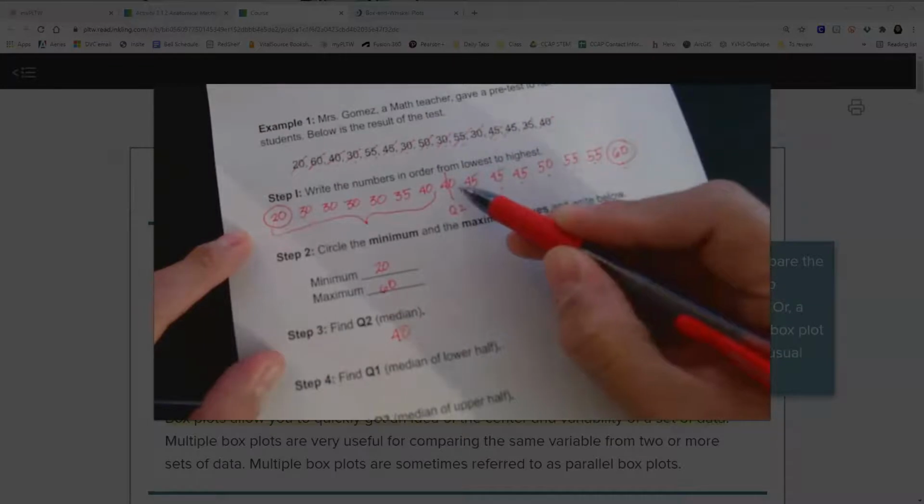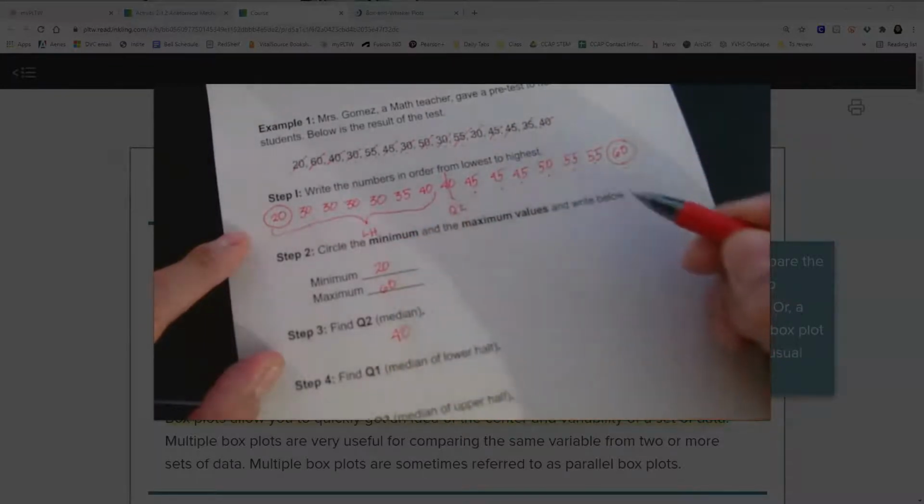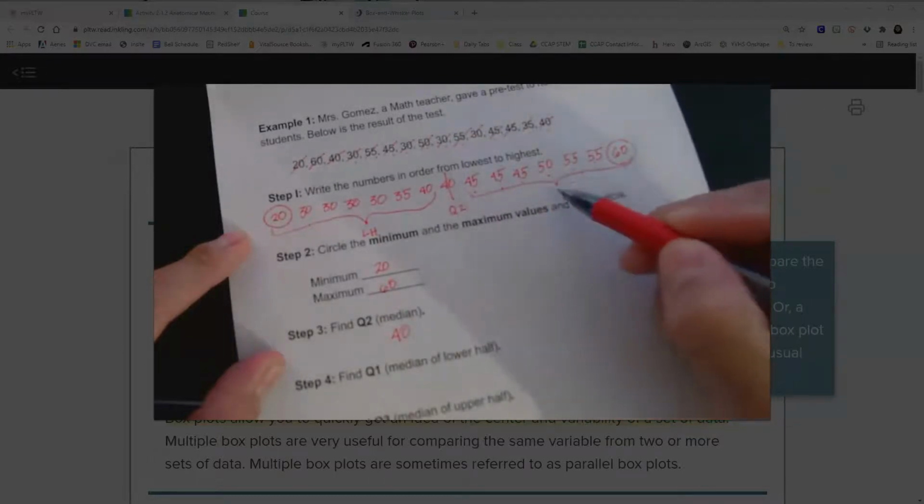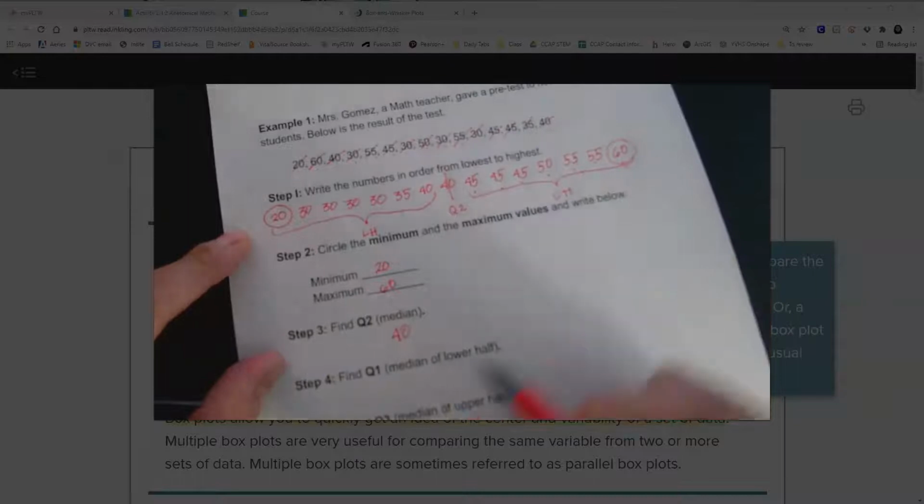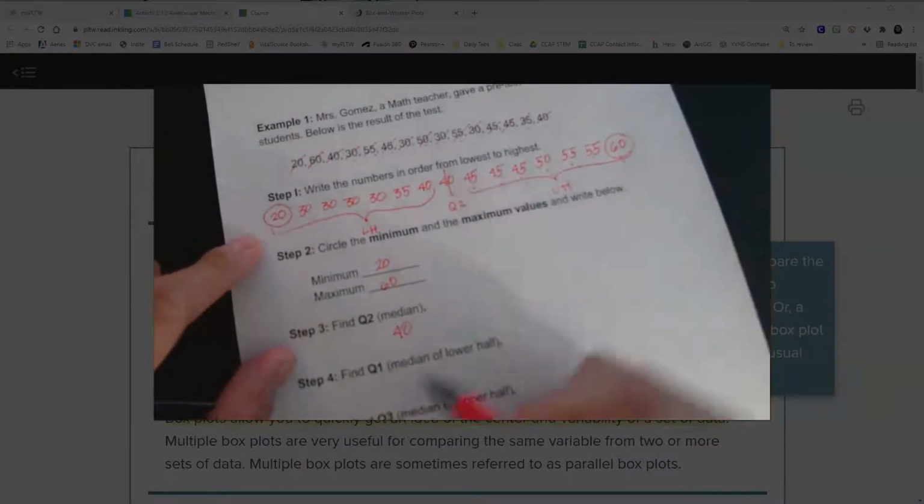Okay, next, we want to get the lower half of the numbers, and we exclude the median. Okay, so that we don't count the median. So here is the lower half. And then just for reference, this is the upper half. Okay, so let's go get the median of the lower half and name that Q1.